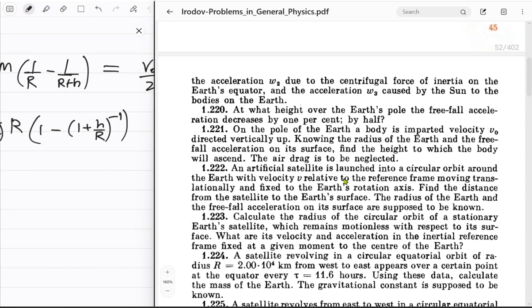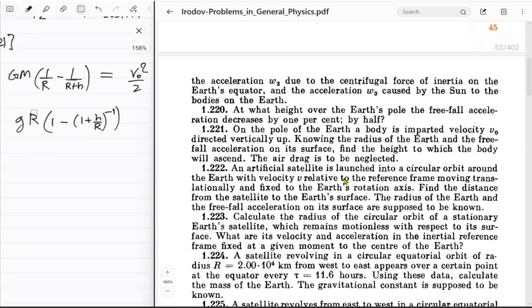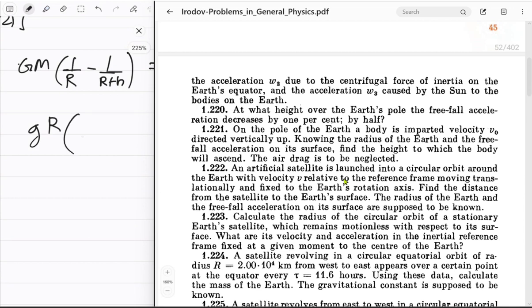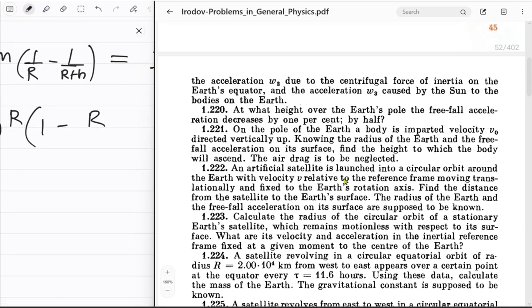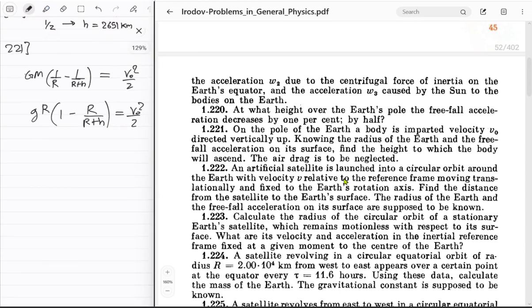You want to figure out what h is in the proper way, right? And not using approximations. That is wrong. Don't do it like that. So it's this thing, 1 minus r upon r plus h. Let's figure out h through this equation. So 1 minus r upon r plus h is just equal to v naught squared upon 2g.